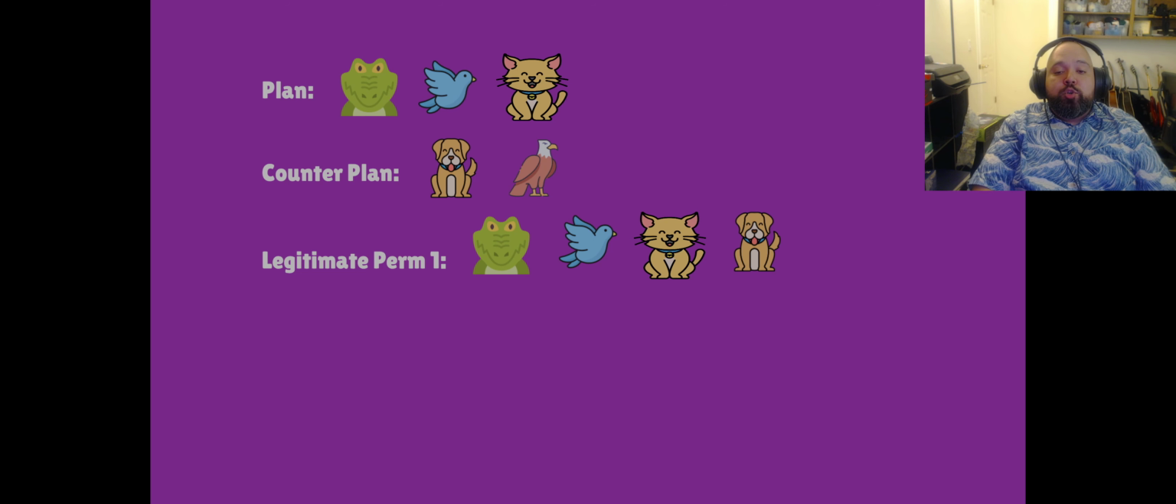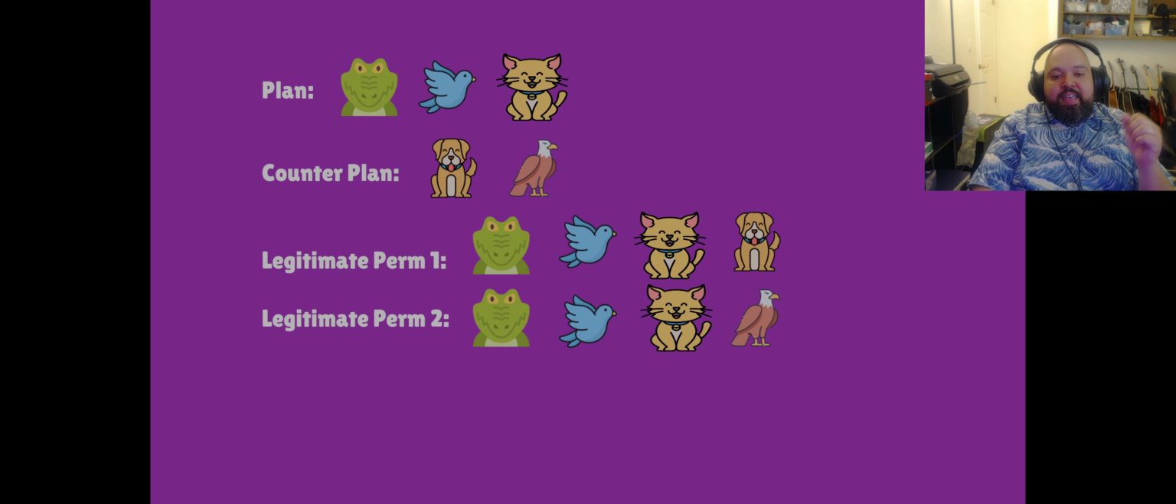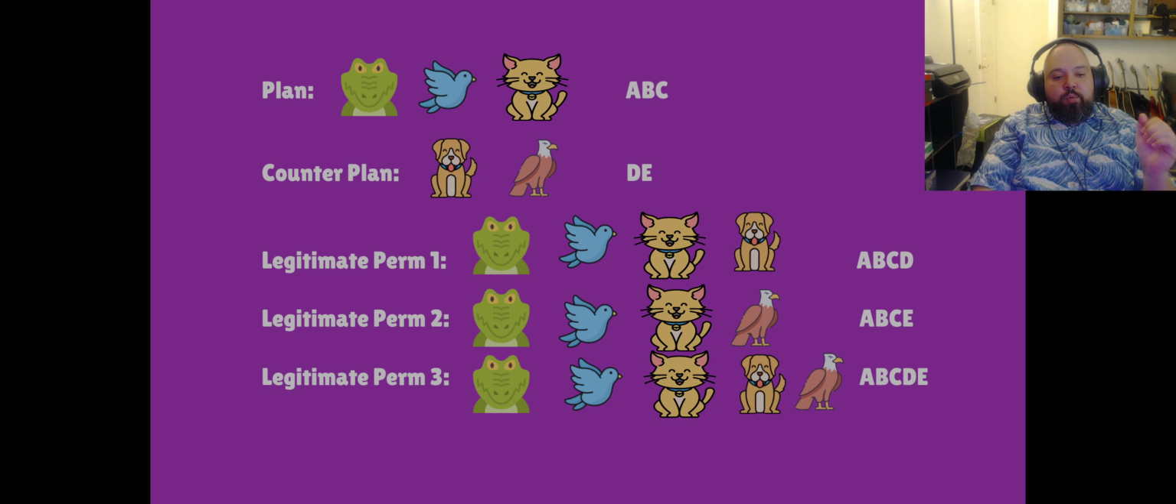Let's talk about the other two possible permutations. The second one is alligator, bird, cat, eagle, A, B, C, E. And the third one is alligator, bird, cat, dog, eagle. So why would we read perm 1? Because we think eagles are bad. Why would we read permutation 2? Because we think dogs are bad. And why would we read permutation 3? Because we like the entirety of the counterplan and it allows us to mitigate the maximum amount of their net benefit.